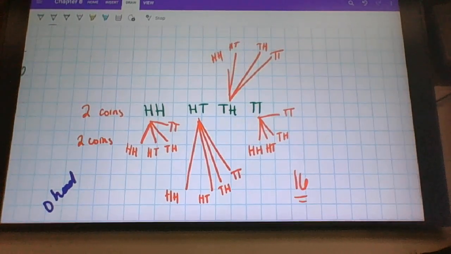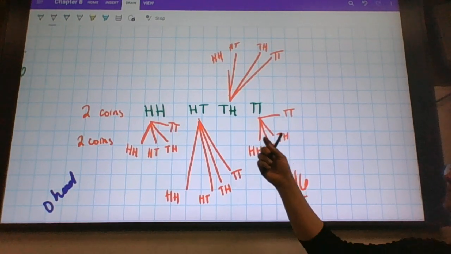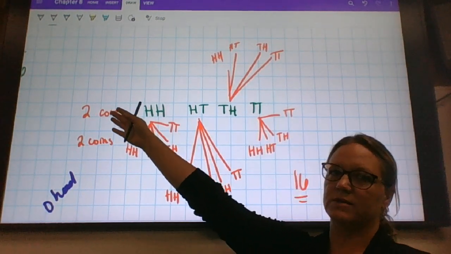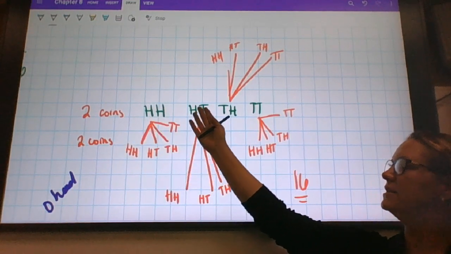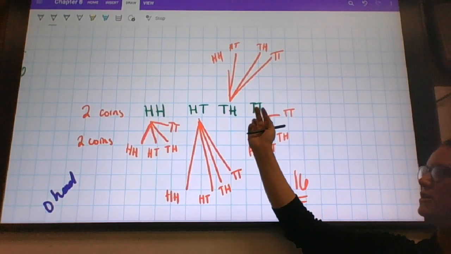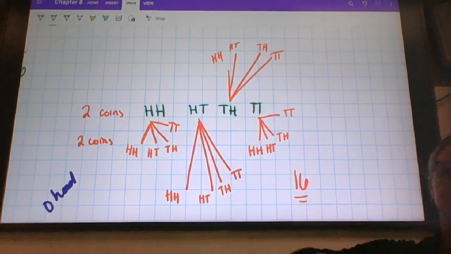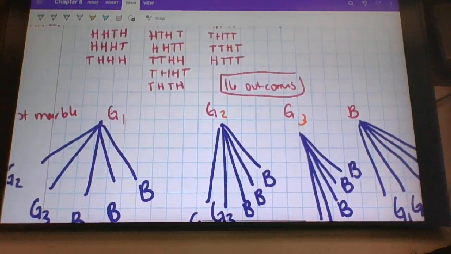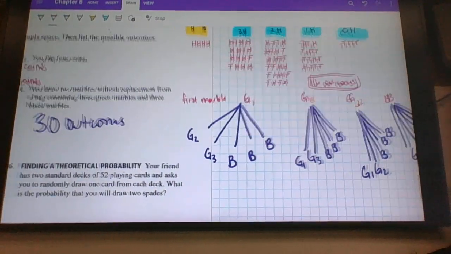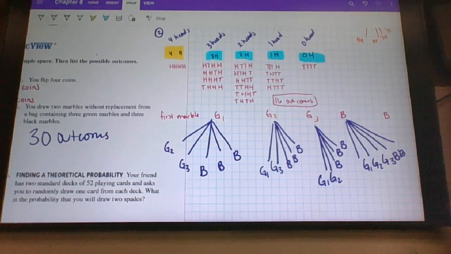Now, after your class, I did the tree diagram, and it worked out really well. So I did 2 coins split into 2 coins. 2 coins could be heads, heads, heads, tails, tails, heads, or tails, tails. And then you do what could the other 2 coins possibly be? And now you do 16. And then last, the marble situation had 30 outcomes. 30 possibilities.